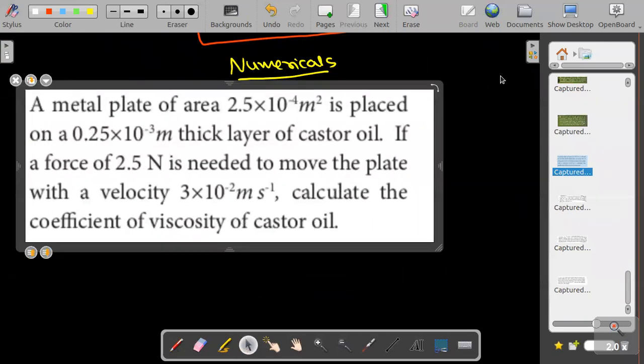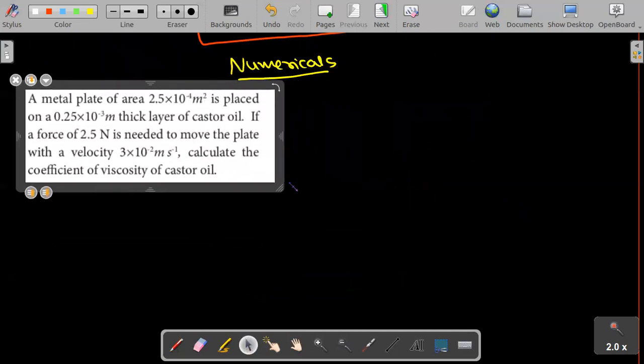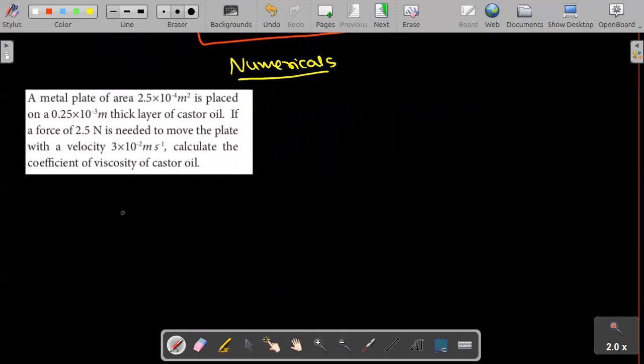We have this numerical with us. Please write down the given data first. But do you know what they are expecting us to calculate? They are expecting us to calculate the coefficient of viscosity, which is nothing but eta equals F by A, change in position, change in V, which is the reciprocal of the velocity. So write down the data.